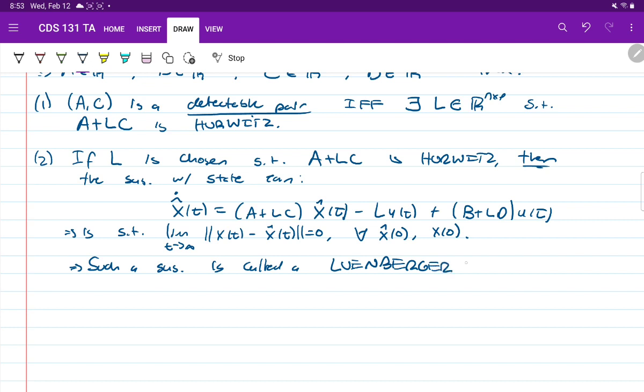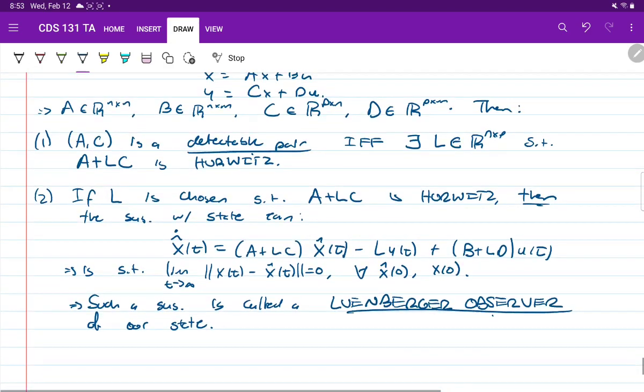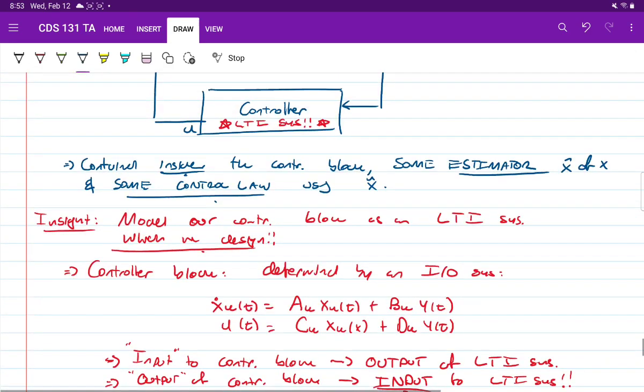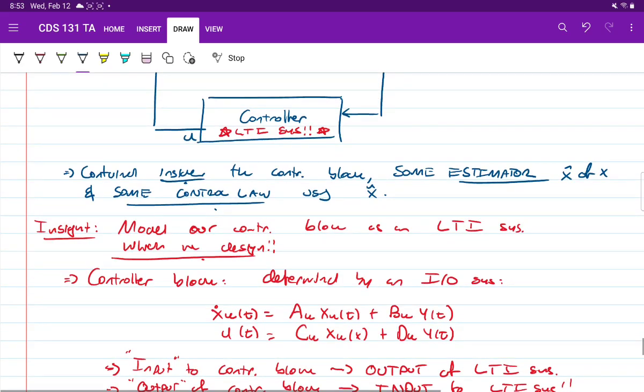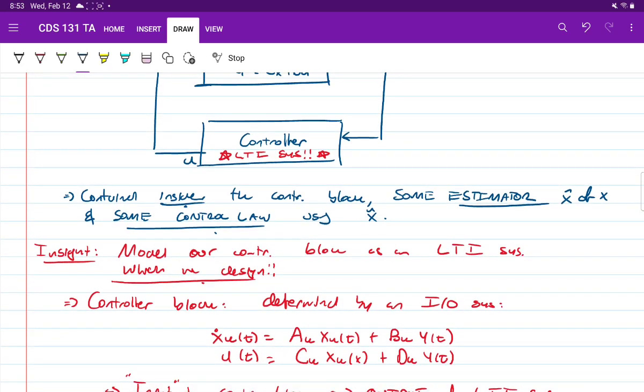Luenberger observer. Observer of our state. Okay, so let me summarize what this theorem is saying. Above, we said, okay, if we could design this controller block via this fancy design technique, which is to design an LTI-IO system that gives us what we want, then maybe we could solve this output feedback problem. And we said that inside this controller block we need a couple of different pieces. Our first piece was an estimator of our state, x hat, and our second piece was some control law using x hat.